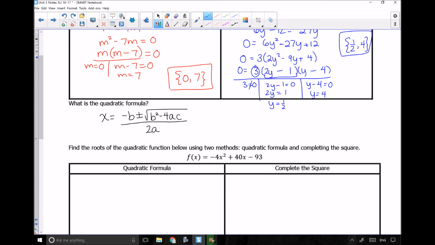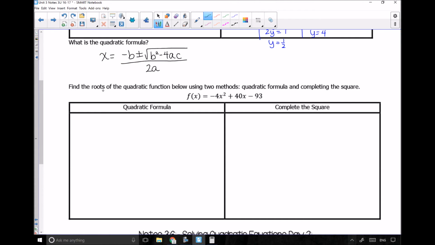Now, a couple of mnemonic devices to help you remember this. If you sing this to the tune of Pop Goes the Weasel, it might help you remember it. So for example, x equals negative b plus or minus the square root of b squared minus 4ac all over 2a. So that's one song you can use. The other song is to the tune of Row, Row, Row Your Boat. So you can also say x equals negative b plus or minus square root of b squared minus 4ac all over 2a. So those are two options you can use to help you remember the quadratic formula.